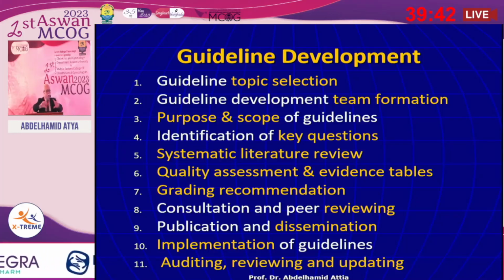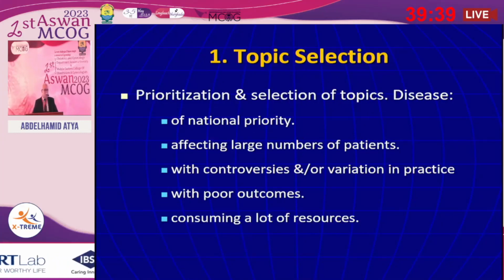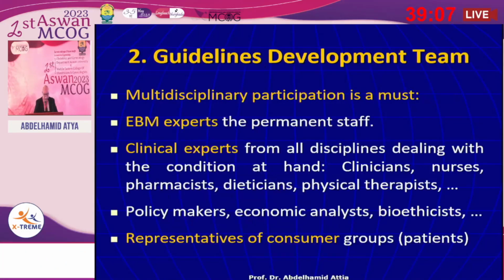And I'm going to pass through the whole process. The topic selection, international guidelines are usually prioritized according to diseases of national priority, perhaps, or diseases that affect large number of the patients, or diseases that have controversies and variation in practice to regulate the practice, or diseases with poor outcomes, or the disease that consume a lot of resources. They put guidelines to regulate the practice in these areas.